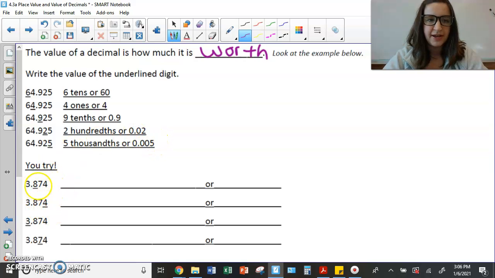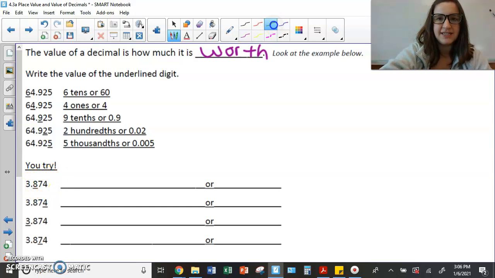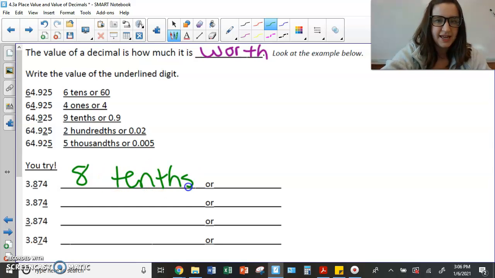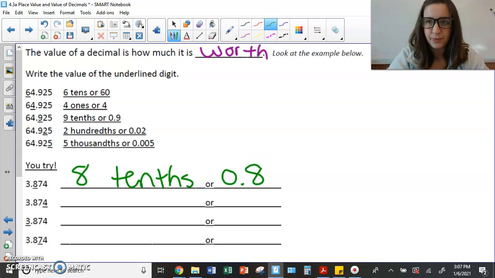So we are going to try. So this 8 is in the tenths place. So this is equal to 8/10. Well, 8/10 comes after my decimal point, and it is the place that is immediately to the right of the decimal point. So I'm going to write 0.8.